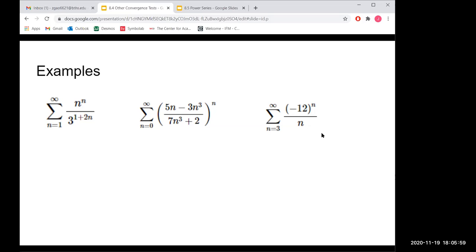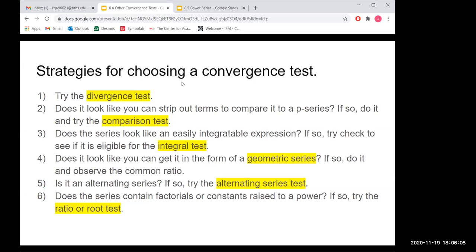Next, we'll talk about a strategy you can use for deciding which test to use for a particular problem. So, all right, let's look at this. It's basically like a checklist. Number one, I always recommend you to just try the divergence test. That should be the first thing you always try because, number one, it's easy. If it works, then you can just stop right there. And if it doesn't work, then you didn't really waste too much time. Okay, so that's the first thing: always try the divergence test.